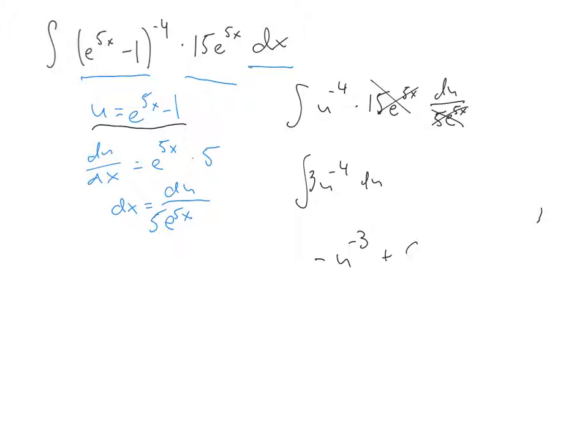And then plus c, and I take the derivative of this term just to make sure. So if I multiply the negative 3, that would become positive 3, lower the exponent by 1, that becomes negative 4, so that's good. And the very last step, we go ahead and put the x variables back in, so that's going to be negative e to the 5x minus 1, to the negative 3rd, plus c. And that's our final answer.